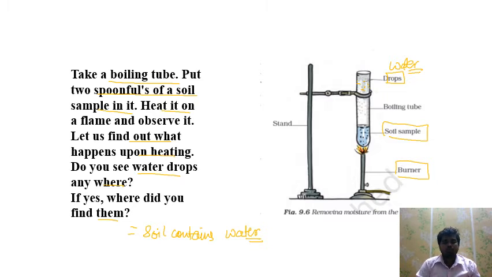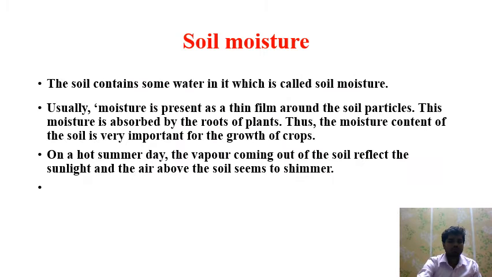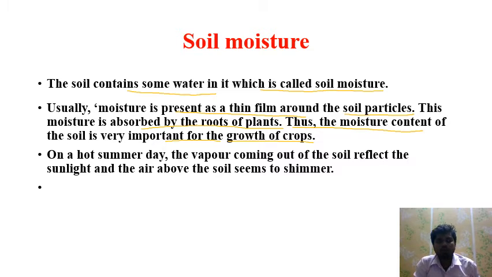Okay, so what is soil moisture, students? So soil contains some water in it, which is called soil moisture. Usually moisture is present as a thin film around the soil particle. This moisture is absorbed by the roots of the plants. Thus, the moisture content of the soil is very important for the growth of the crops. Okay, students, so water is very essential for the growth of the crops.